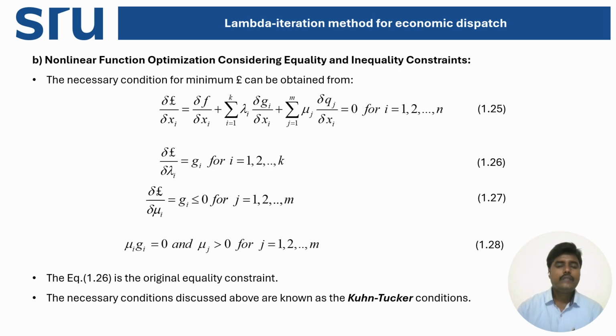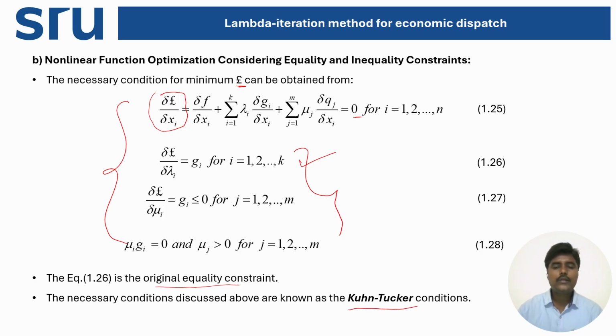Again, the necessary condition to minimize this Lagrange function is to differentiate the Lagrange function with respect to the variables and set it equal to 0. Then you will get this set of mathematical equations. Now this particular equation 1.6 is the original equality constraint. And the necessary conditions we see here are called the Kuhn-Tucker conditions.